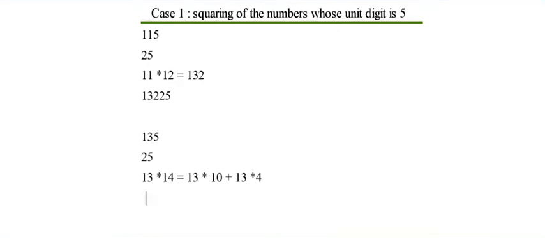So let's say we'll take one more number. It will be easy for you to understand. Let's say 175 whole square. Now 5 square is 25 as usual. The last two numbers will be 25 only. Now what is left out? 17 into 18. Now how should I solve 17 into 18?